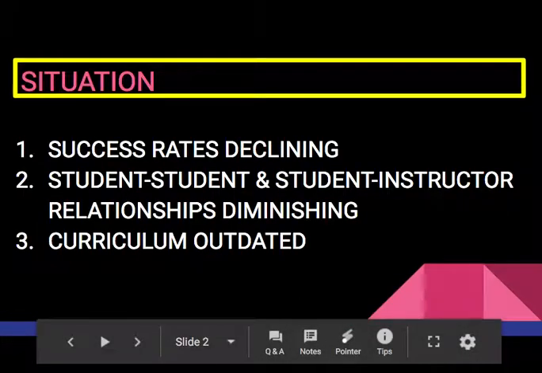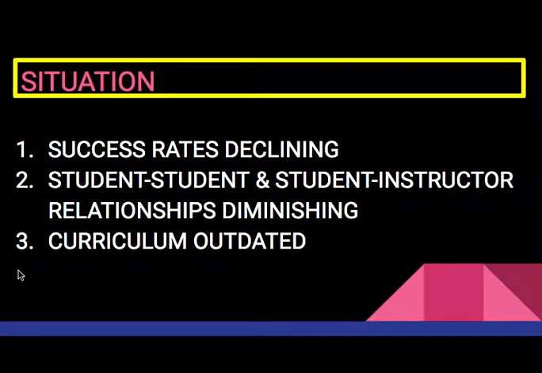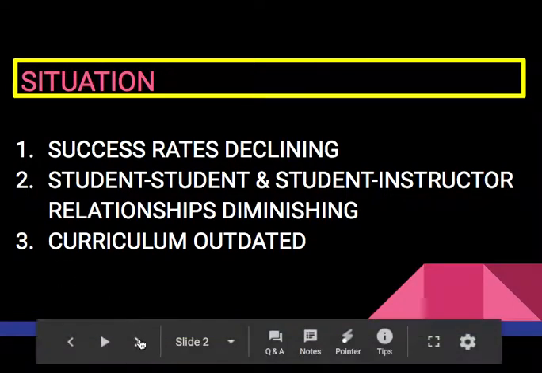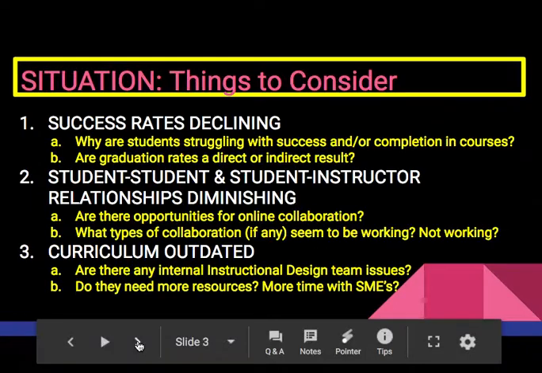The analysis was recently done to evaluate the success rates of our current online courses. During this analysis, it was discovered that the success rates of these courses have been declining over the past several semesters. Student to student, as well as student to instructor interactions, have also been seeing a steep decline. This analysis also revealed that the curriculum has not been updated in over 3 years, which is something we've really got to tackle to stay abreast of the changes in a virtual learning environment or an online learning environment.